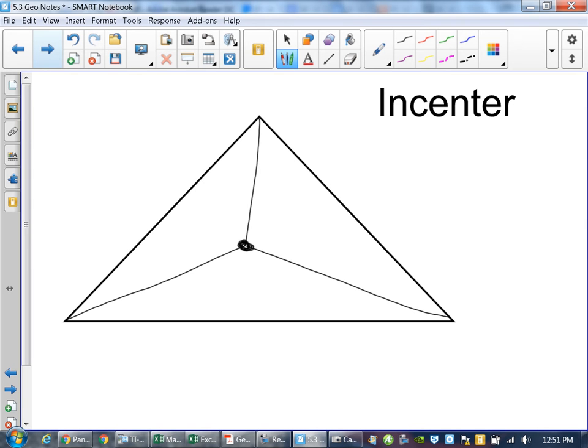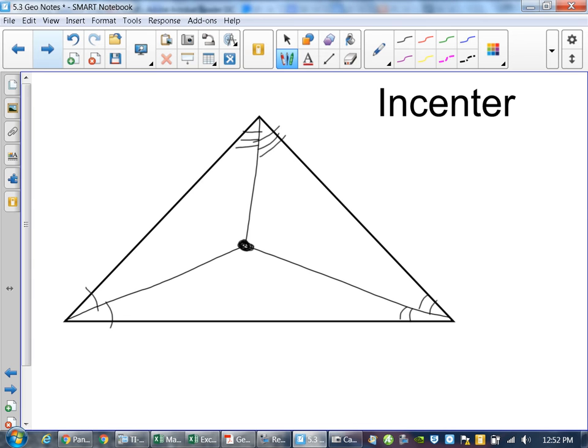The in-center is where the angle bisectors intersect. Now what happens with this point, just like yesterday, it was from that point to vertex that was congruent. Today it's going to be the point to side. Actually, I should say this: the point is perpendicular to the side, and they are all congruent.